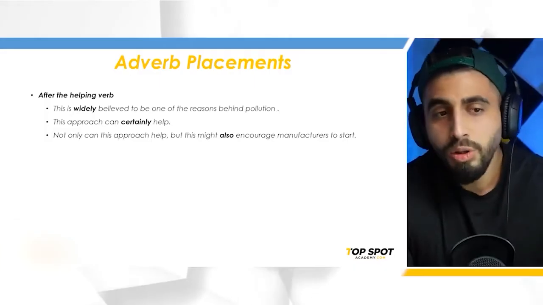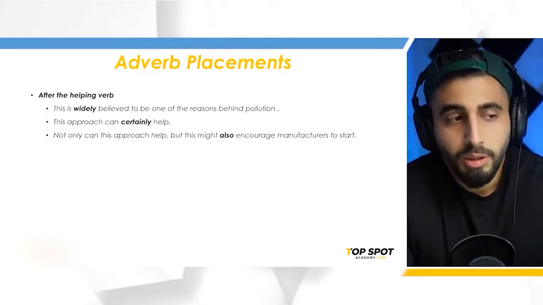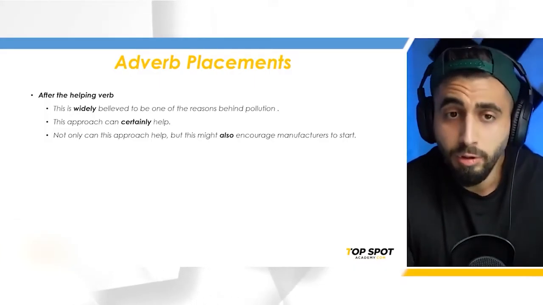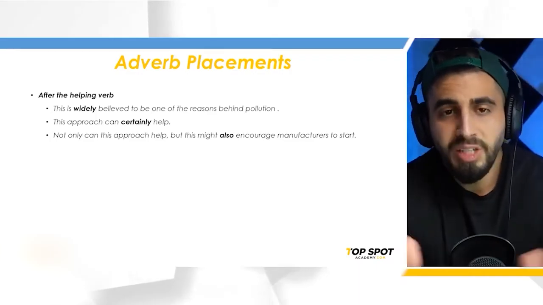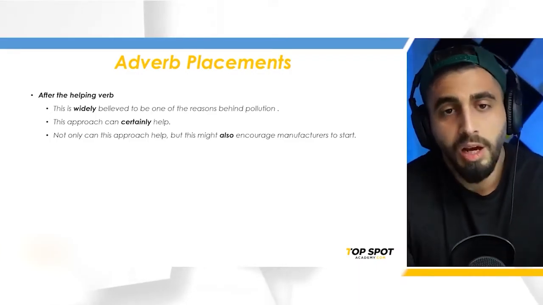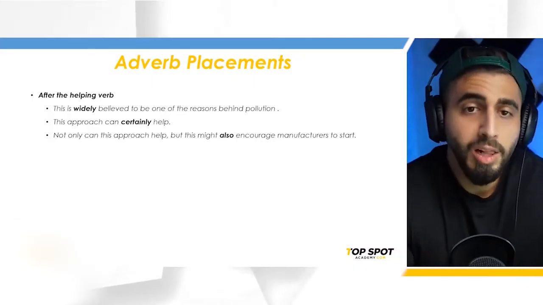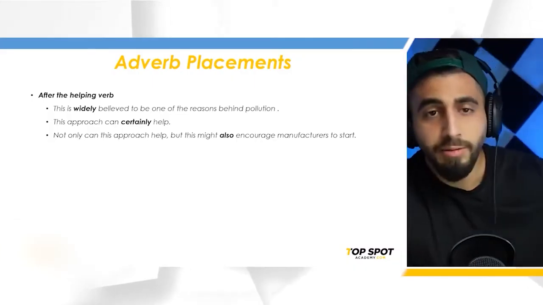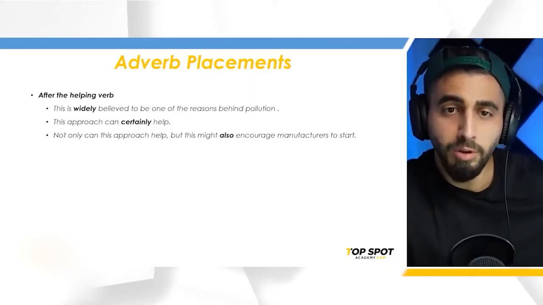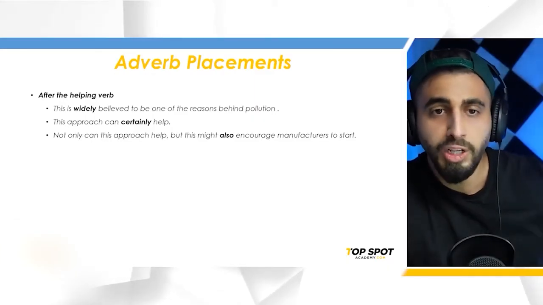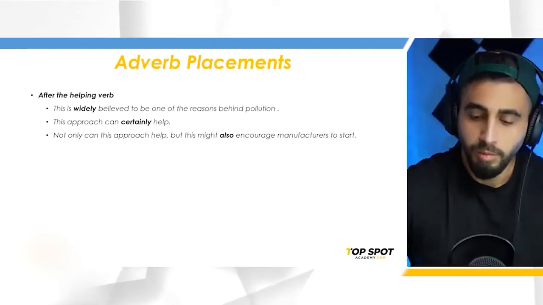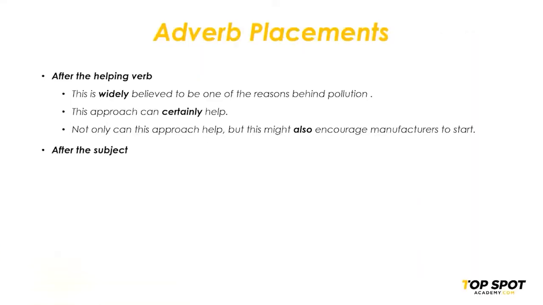This might also help. This is the subject. Might encourage is the verb. But the main verb is encourage. Might is a helping verb. So because we have also, we place it after the helping verb. Okay? So this is the first scenario. When you have a helping verb and a main verb, you place your adverb after the helping verb. Another scenario is when you don't have a helping verb, what do we do?